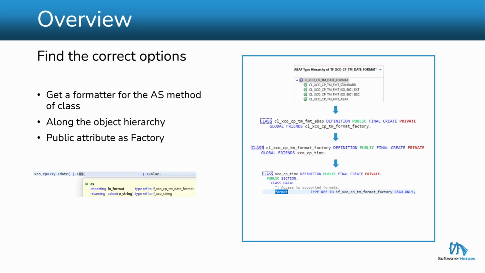In XCO CP time, we find a public attribute called format. If we look further down in the class constructor, we see that the factory is created accordingly when the object is called. So we've finally found the appropriate class. We can then create an instance using the format attribute and find the ABAP format for formatting and output.